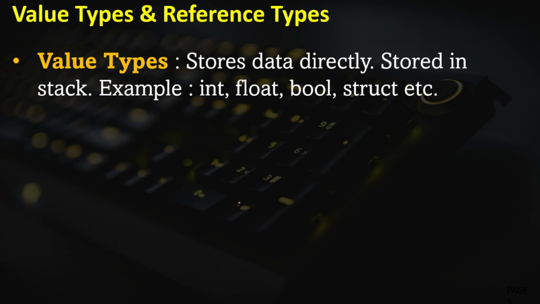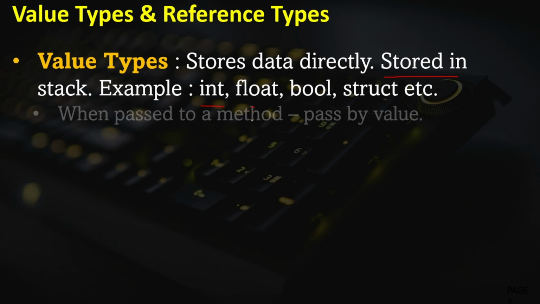If you're talking about value types, they are the types which store data directly. So if I say directly, there is a variable which has an address and the data is stored right there. Secondly, this particular type of value is stored in a stack. The memory can be specifically classified into stack and heap. So they are stored in stack. Examples of value types are int, float, bool, struct, etc. When they are passed to any method, they are passed by value. Exactly the value is passed. There is no question of reference out there.